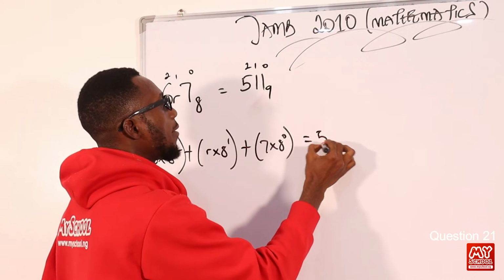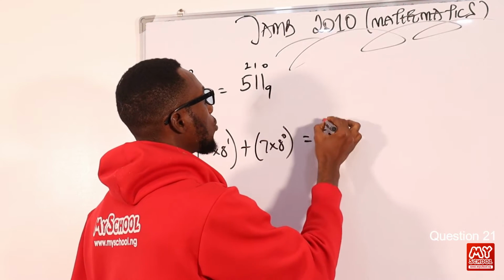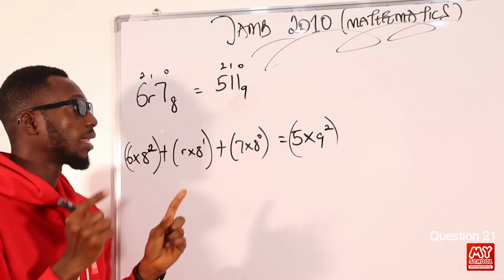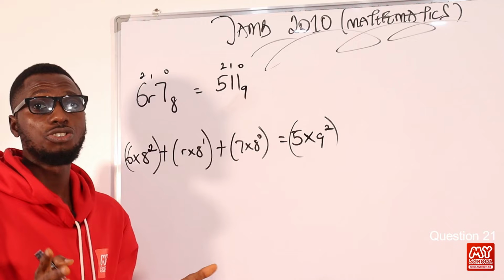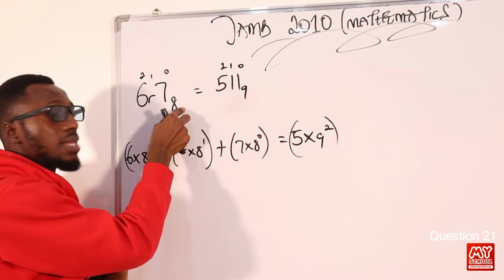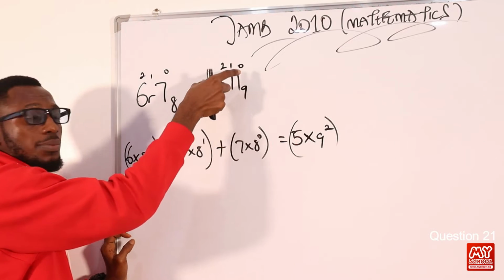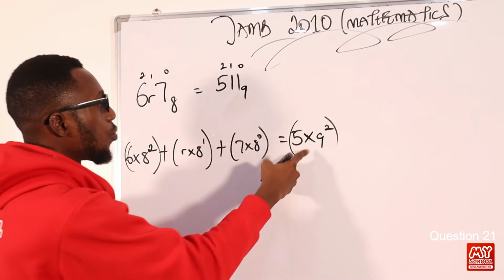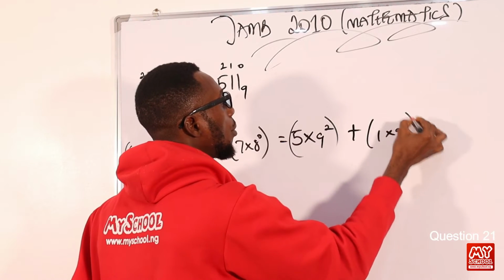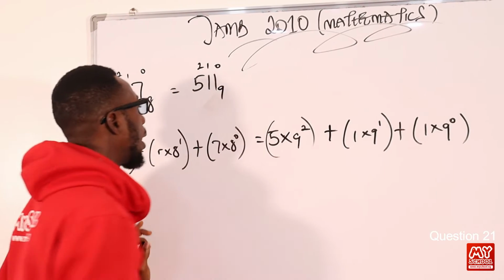Then I have 5, remember base 9, times 9 raised to power 2. Take note of this as well. This is one hint I shared in the video explanation, topic by topic. It's preferable that you write these bases in letters so that you will not confuse them with the entire expression. All right, so we have this added to 1 times 9 raised to power 1 plus 1 times 9, this time around, raised to the power of 0.